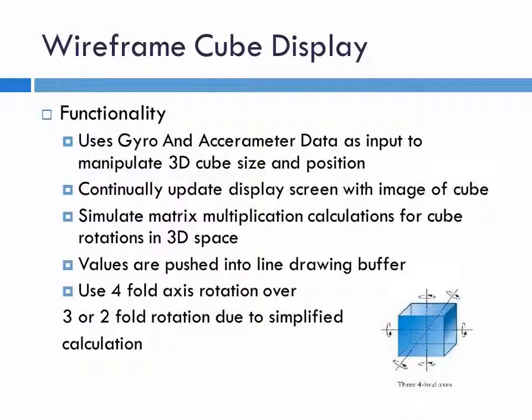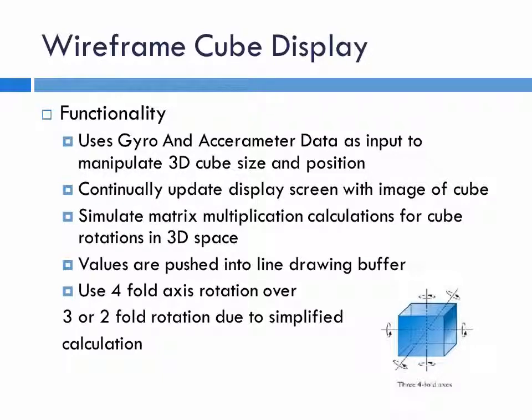Now, moving on from the Bresenham's calculation, we're able to take the gyro and accelerometer data and put that together to render a three-dimensional cube. This cube consists of 8 points and 12 lines, and we'll be able to render it on screen via the line drawing buffer and simulate rotation through matrix multiplication, using the gyro and accelerometer data as input to rotate the cube on screen.